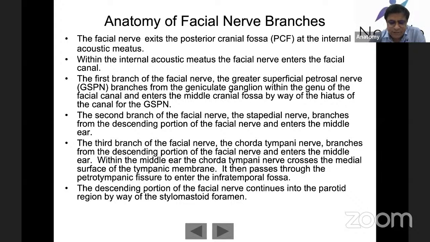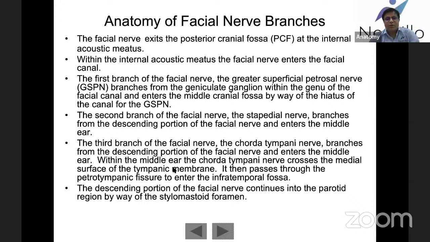to bring in taste sensations from the anterior two-thirds of the tongue, as well as the special visceral afferent sensations. That's the taste sensation. The descending portion of the facial nerve continues into the parotid region by way of the stylomastoid foramen.